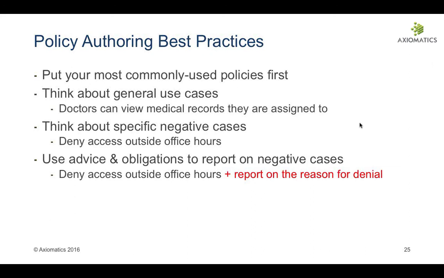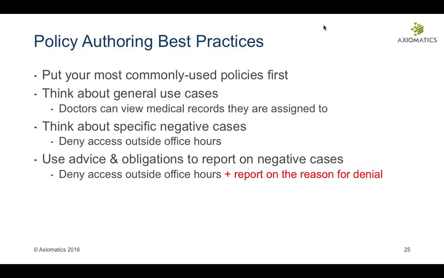And one thing that Jonas also mentioned early on, although we didn't use any in the examples here, is advice and obligations. These are additional statements you can add to a policy that will be returned with the decision from the decision engine to the policy enforcement point, so that you can enrich your business flow. You mentioned break the glass, Jonas, in your example. So one case could be deny the doctor access to the medical record, plus send them a break the glass message saying, if you do want to get access, then press this button to break the glass and get access. Or in the example on this slide here, deny access outside office hours, plus report on the reason for denial.